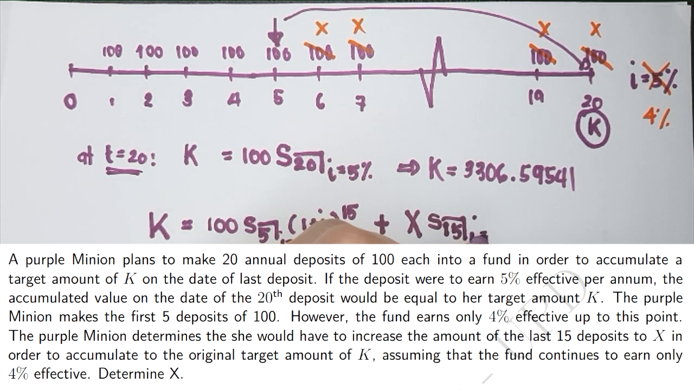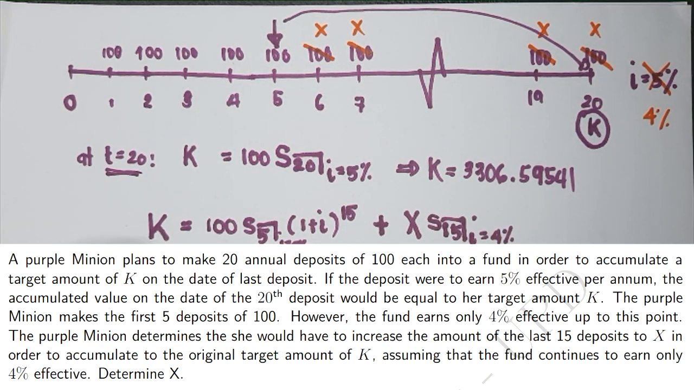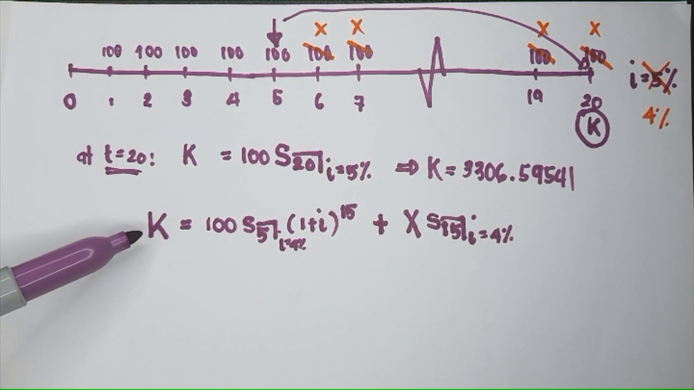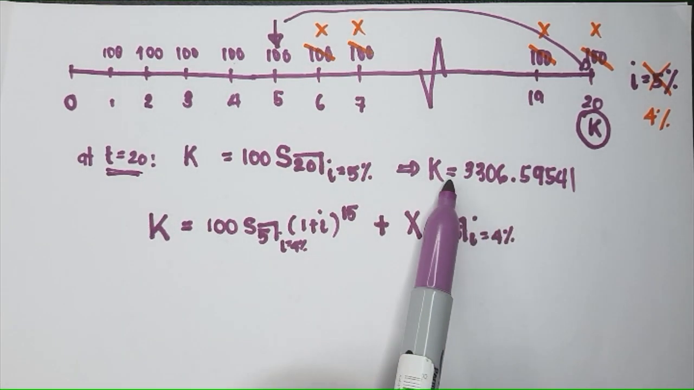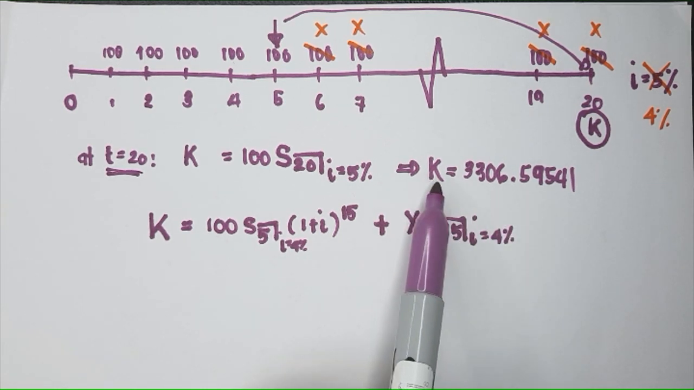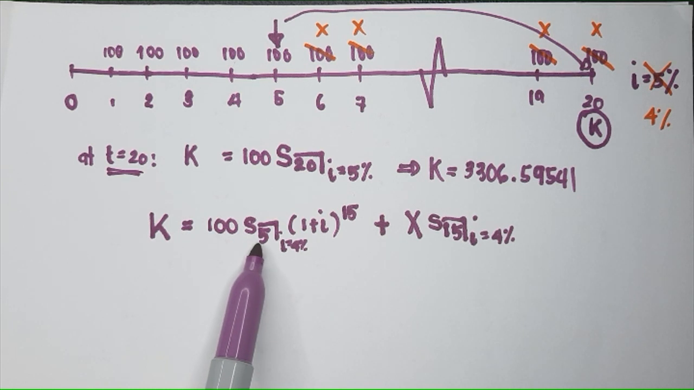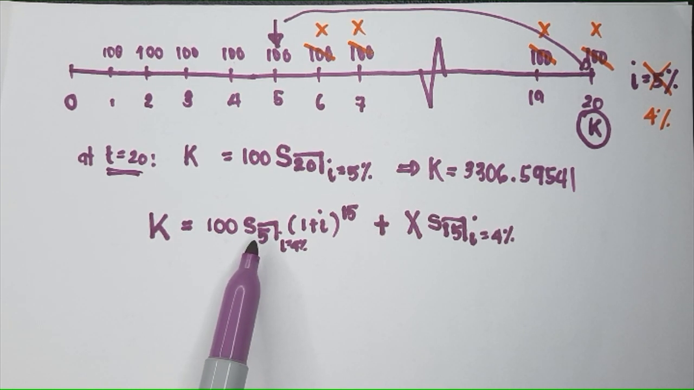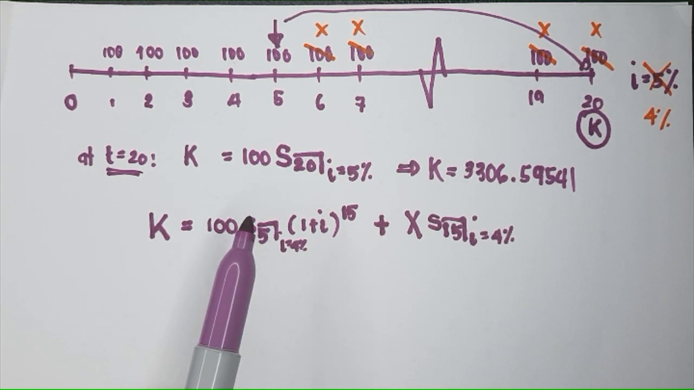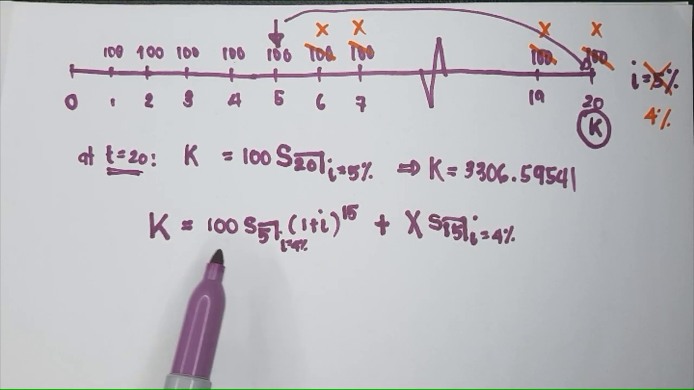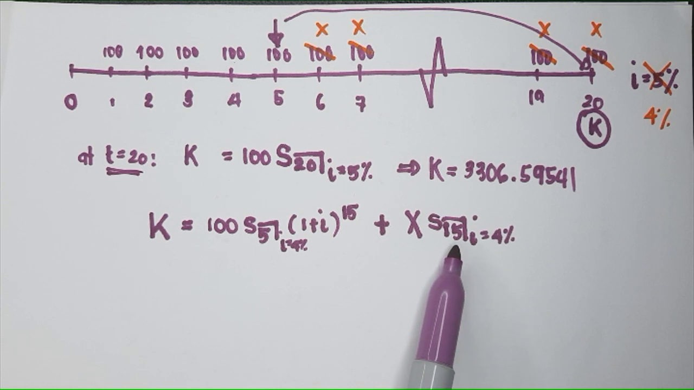Using i equals 4%. So, this is the setup. It's up to you to evaluate this using this value for k, and i is equal to 4%. s angle 5 is equal to ((1 plus i) raised to 5 minus 1) all over i. So, the same here, you evaluate this also.